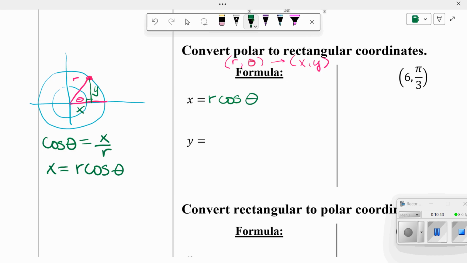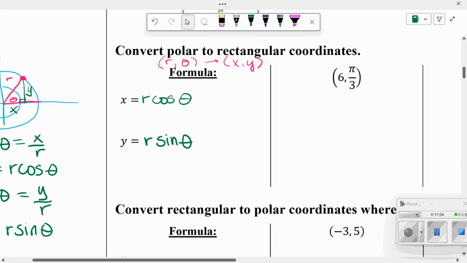Okay, how do I solve for y then? Well, to solve for y, we would do sine theta is equal to y over r. And to solve for y, we would just take r sine theta. That's how they're deriving our formulas right here. So y would equal r sine theta. That's how you convert from polar to rectangular.